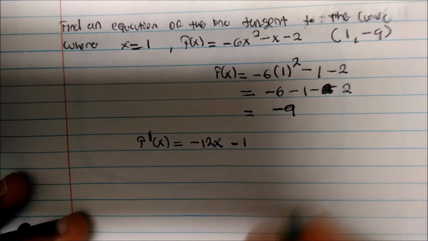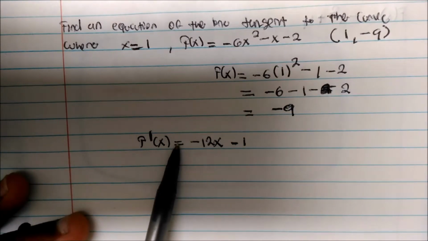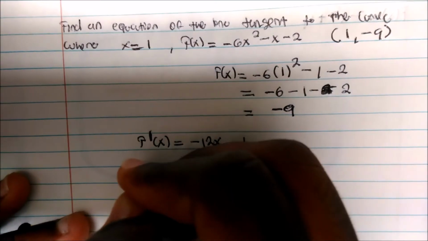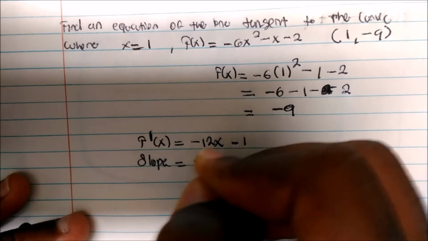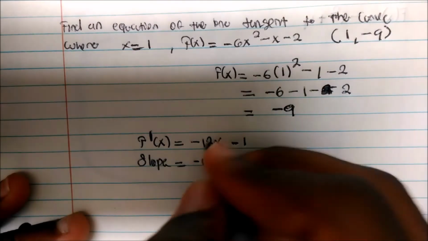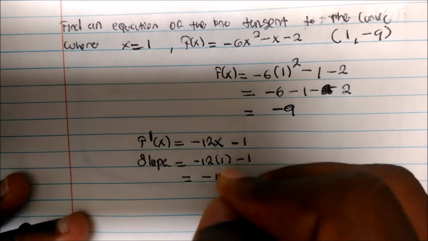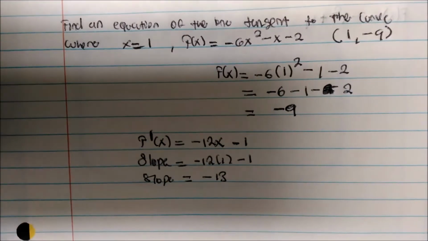Now to find the slope, I'm just going to plug 1 into my derivative. So the slope is going to equal negative 12 times 1 minus 1. So my slope will end up being negative 13. All right, so that will be my slope.